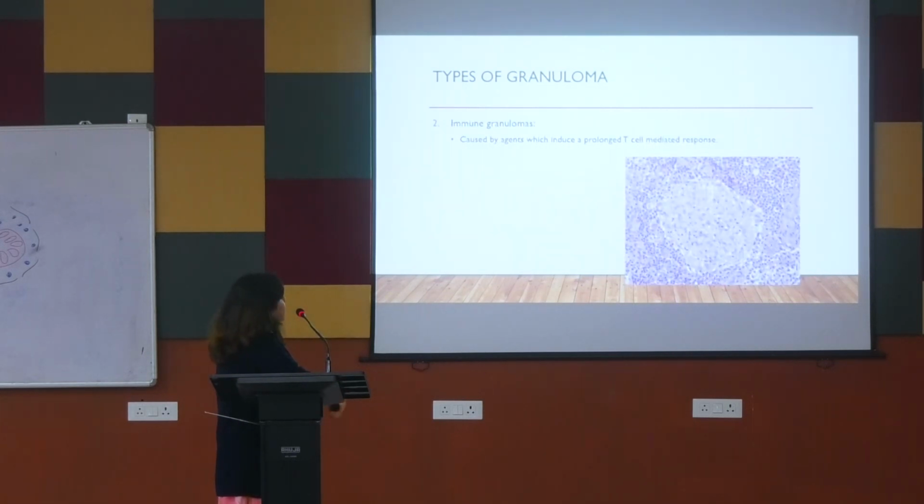Another is immune granuloma. Immune granuloma is caused by agents which produce a prolonged T cell mediated response. Here you can see there is no necrosis, but you can see lots of epithelioid cells. This is an epithelioid cell, this is epithelioid, this is epithelioid. Can you understand the epithelioid cells? Oval shaped nuclei. These are the epithelioid cells, and this is the color of lymphocytes, bluish. You can see this is more blue, this is more pink. So this is the color of lymphocytes.